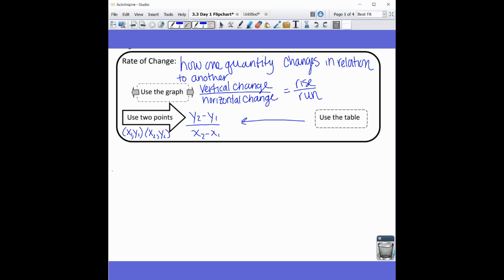So once we get all this stuff in, there's 2 problems down below. We're going to look at a steady rate of change in the first graph, and then an inconsistent rate of change in the second graph.